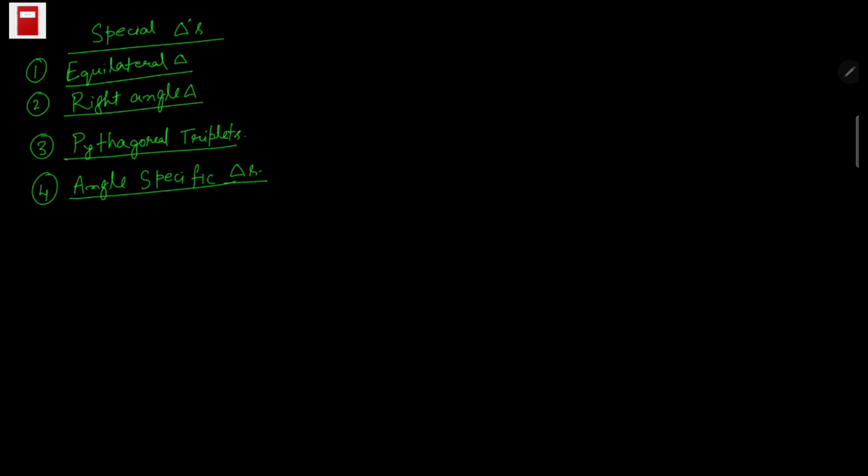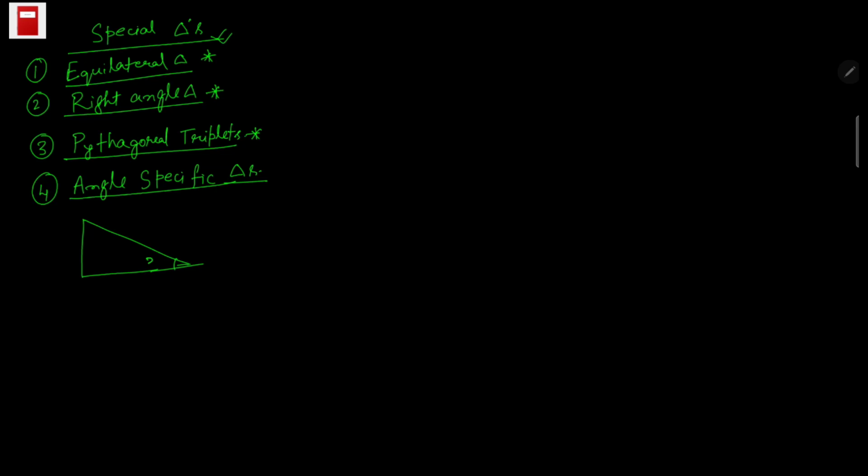Now we shall talk about some special triangles, right? We have already talked about equilateral triangles, right angle triangles, and Pythagorean triplets. Now we'll talk about some angle specific triangles. The first one of them is the 30, 60, 90 degree triangle.